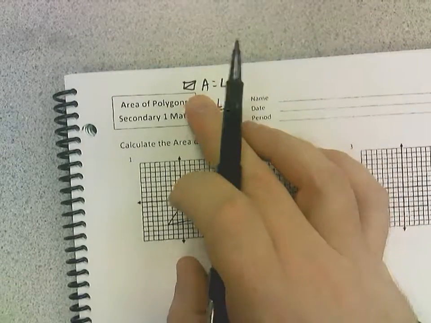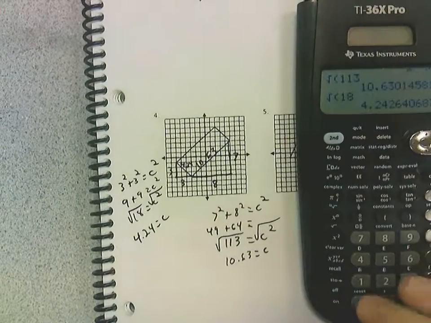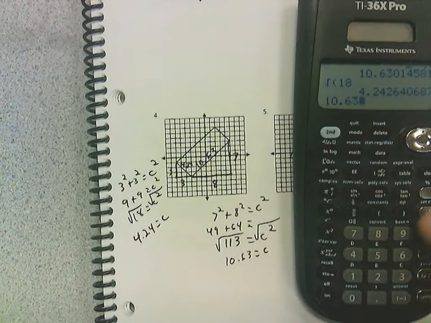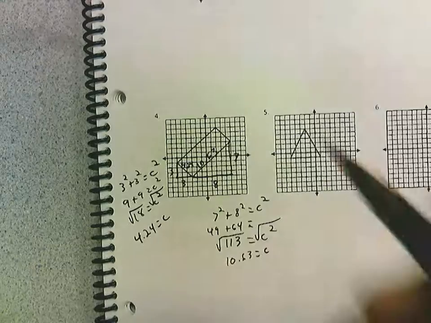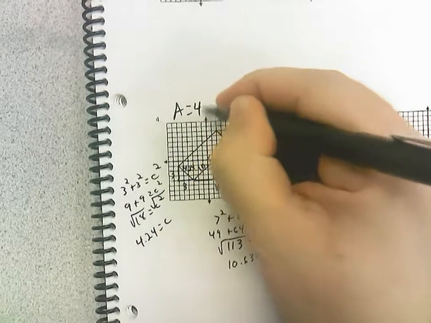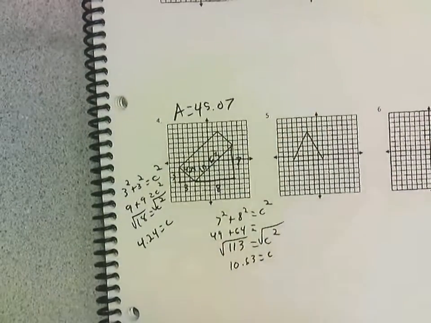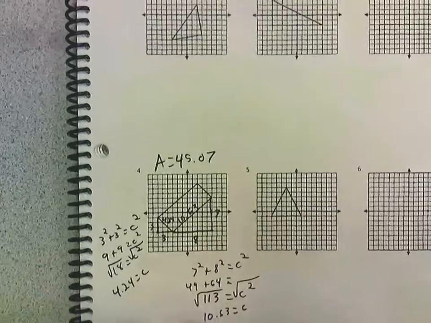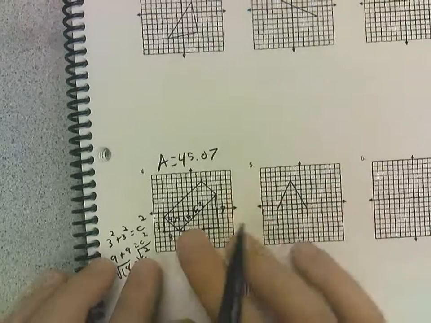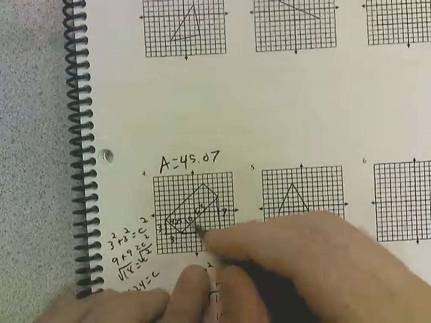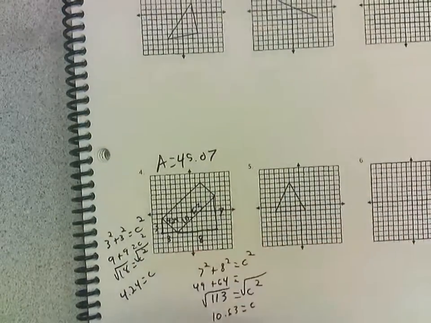Now it wants me to find the area. So this is a rectangle, right? So I just take the length times the height. 10.63 times 4.24 is 45.07. So the area is going to equal approximately 45.07. Okay? I did round a little bit. All right, so when you need to find a diagonal length on a coordinate plane like this, you can use the Pythagorean theorem. You can also just look at the 2 endpoints and use the distance formula, but you're going to get those same numbers either way.